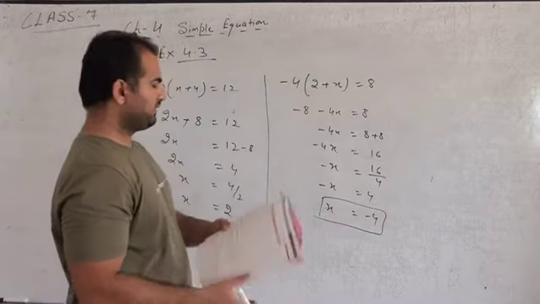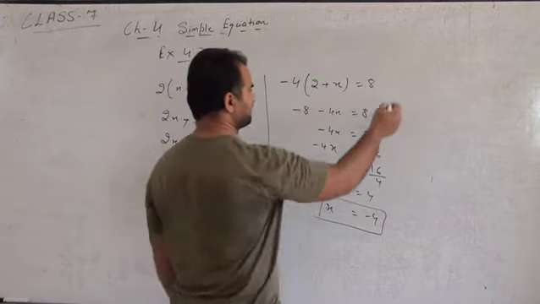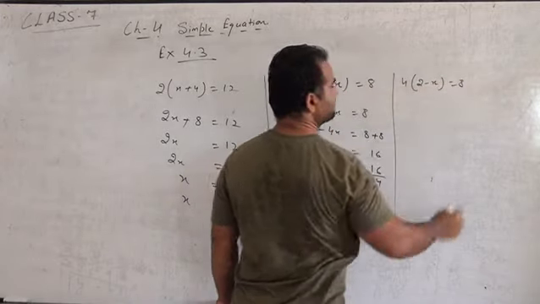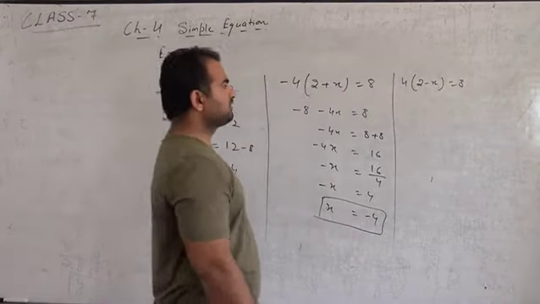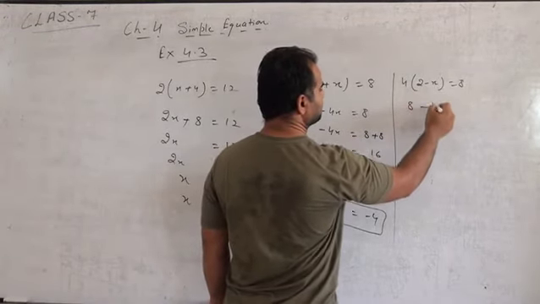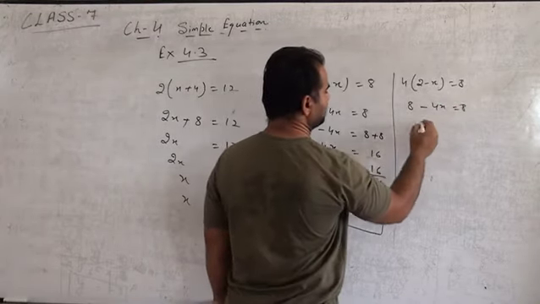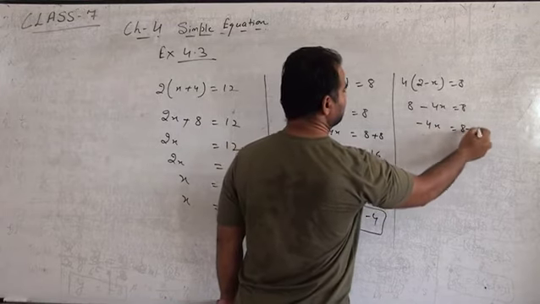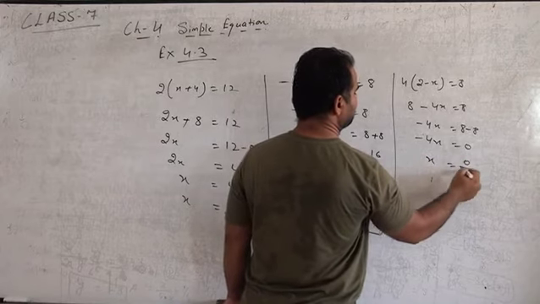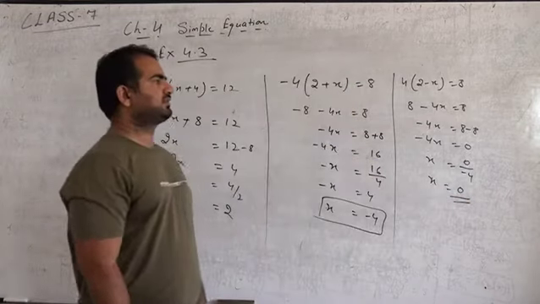Okay. Next question is 4(2 minus x) = 8. Okay. So what do we have to do? Multiply 4 by 2. It will be 8 minus 4 into x, minus 4x, equals 8. First we have to transfer this 8 to that side. So minus 4x is equal to 8 minus 8. Minus 4x equals 0. So x will be 0 upon minus 4. So x is equal to 0. This is our final answer.